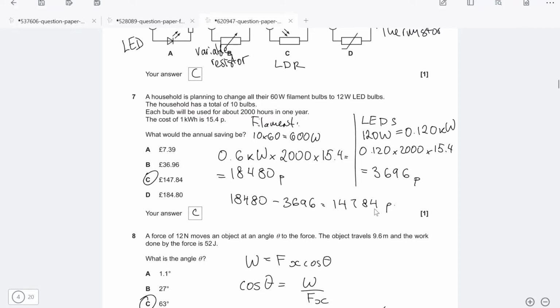Divide that by 100 to get 147.84 pence. So the correct answer is C.